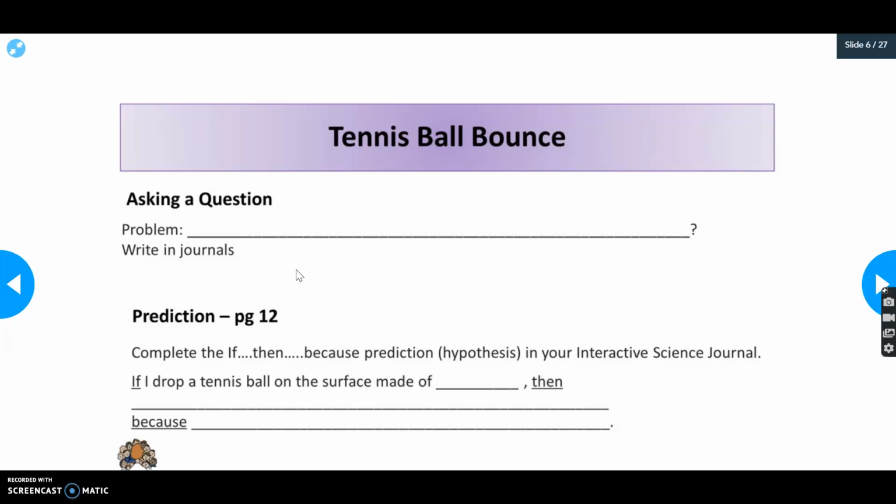It says complete the if, then, because prediction, which is your hypothesis in your interactive science journal. So I'm going to have you write it in your journal, and then when you're done on the next slide, I'm going to have you type it in, okay?